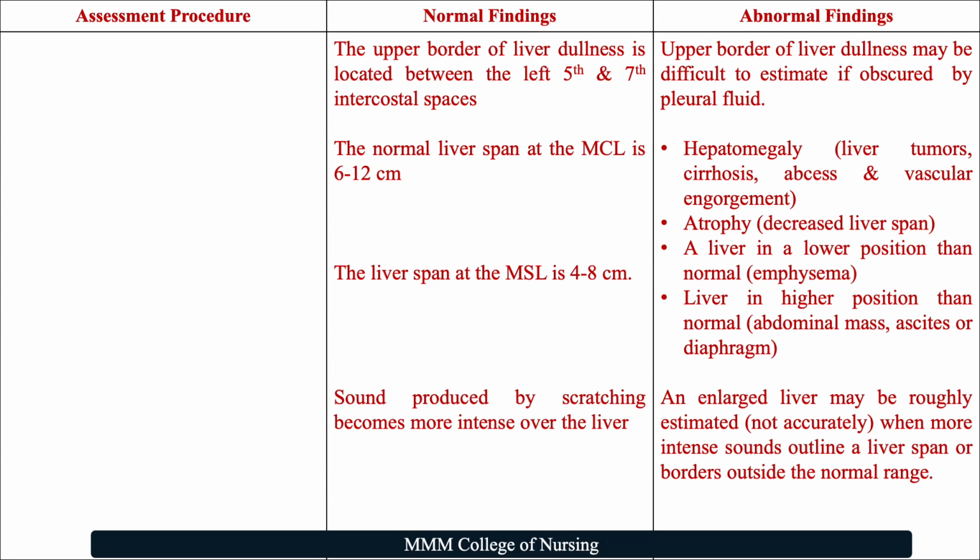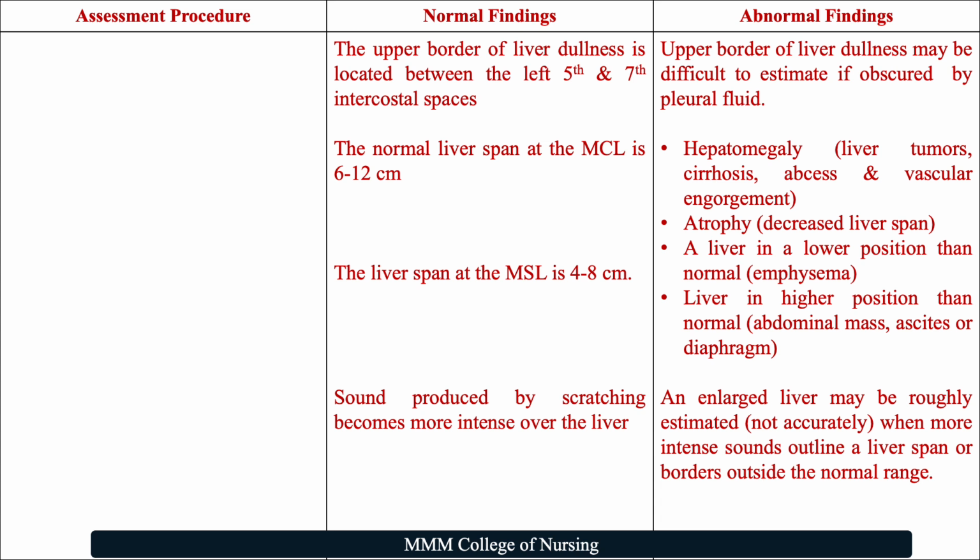In normal findings, the upper border of liver dullness is located between the left 5th and 7th intercostal spaces. Abnormally, upper border of liver dullness may be difficult to estimate if obscured by pleural fluid. The normal liver span at the mid-clavicle line is 6 to 12 cm and at the mid-sternal line is 4 to 8 cm. Abnormal findings can indicate hepatomegaly, suggestive of liver tumors, cirrhosis, abscess, and vascular engorgement.